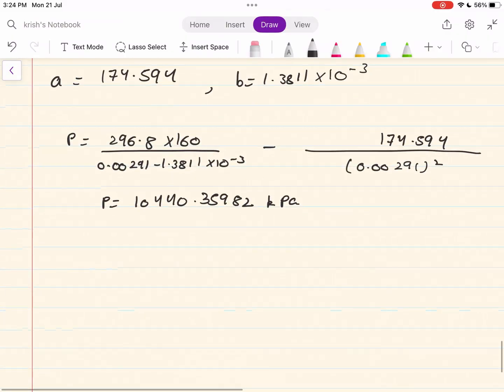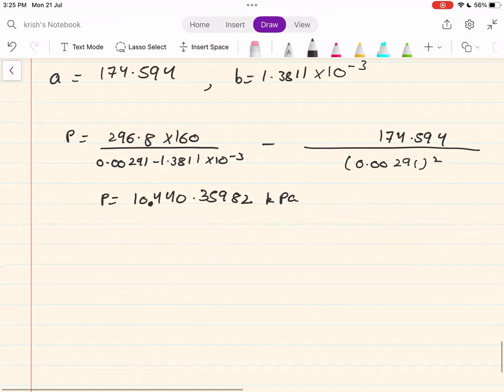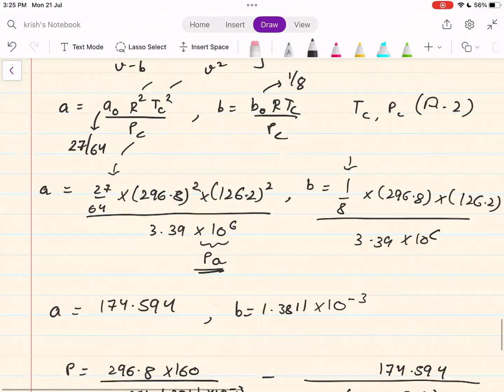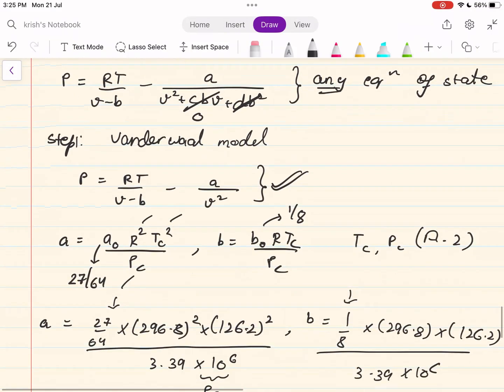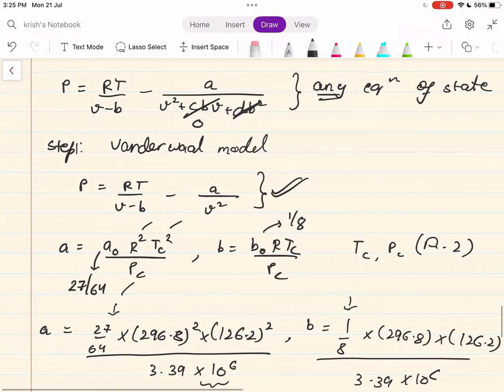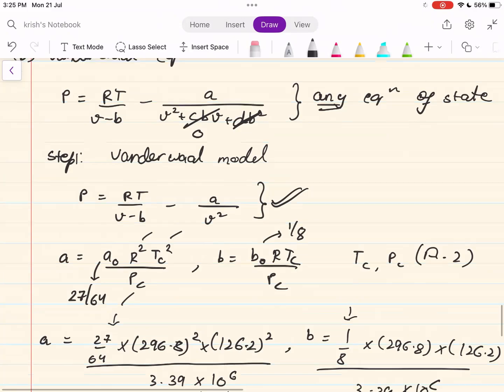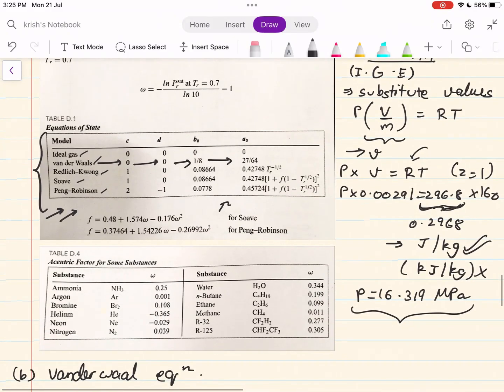And you can see that if we convert it to megapascal, it comes out to be 10.440 megapascals, which will obviously be more accurate than using our ideal gas equation, right? So that is how we use the equation of state to calculate for any gas.